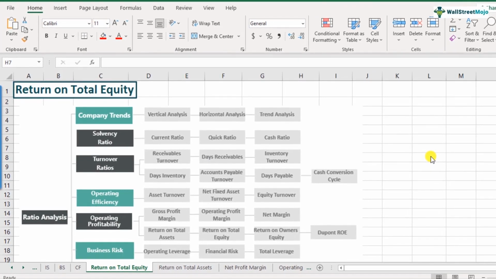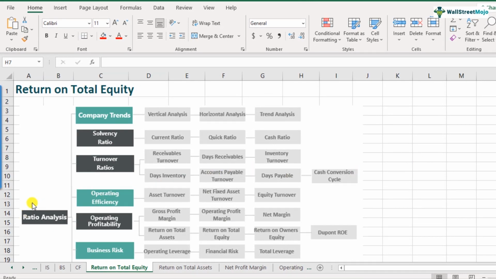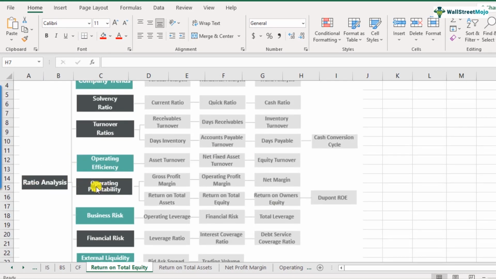What is return on total equity? Return on total equity is a part of the ratio analysis framework, and it comes under the operating profitability category. What we understand by return on total equity is how much the company is generating in terms of net profit or net income on its total equity. For example, if the return on equity of a company is, let's say, 15%, what does that mean? It simply means that the company is generating $15 of net profit out of the investment of $100 of shareholders' equity.